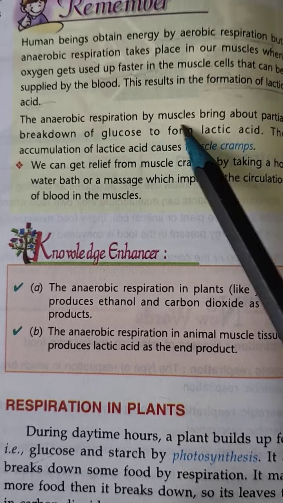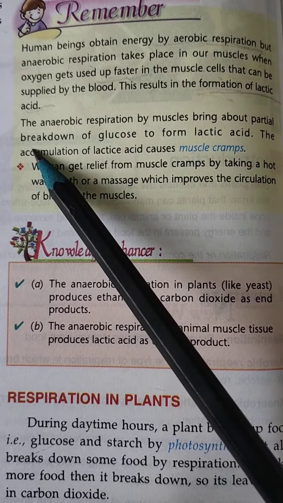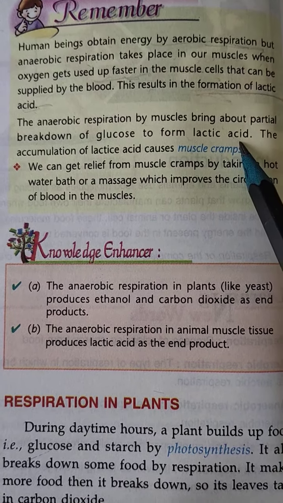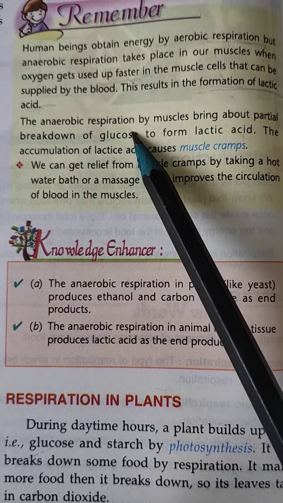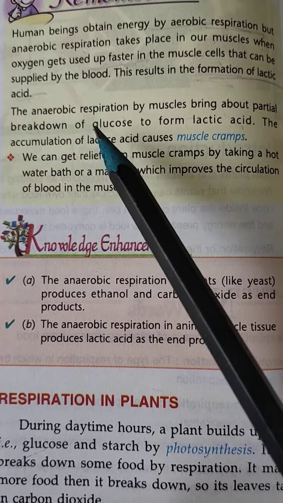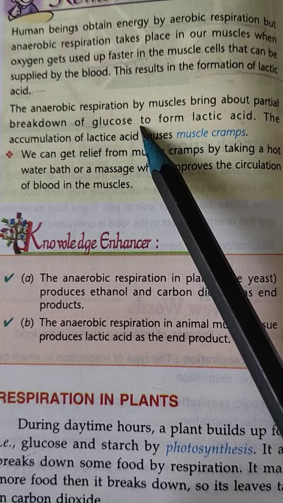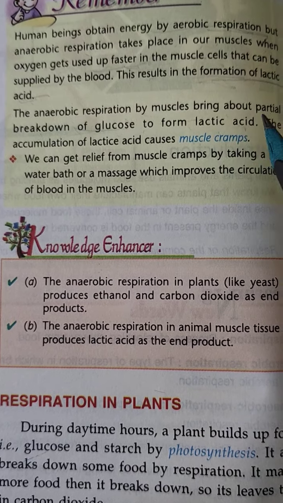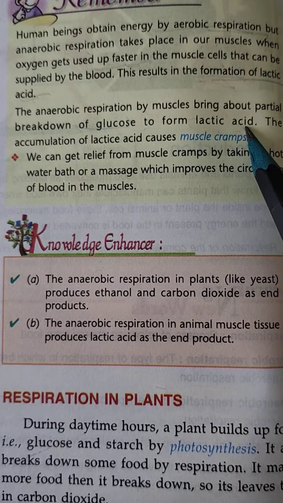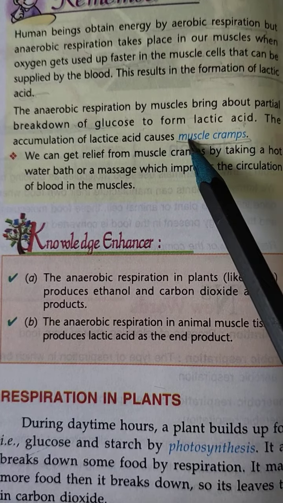So, the anaerobic respiration by muscles brings about partial breakdown of glucose to form lactic acid. यहाँ पे भी anaerobic respiration होता है muscles में and they partially break down the glucose into lactic acid. और जब ये lactic acid बहुत accumulate हो जाता है तो muscle cramps हो जाते हैं.